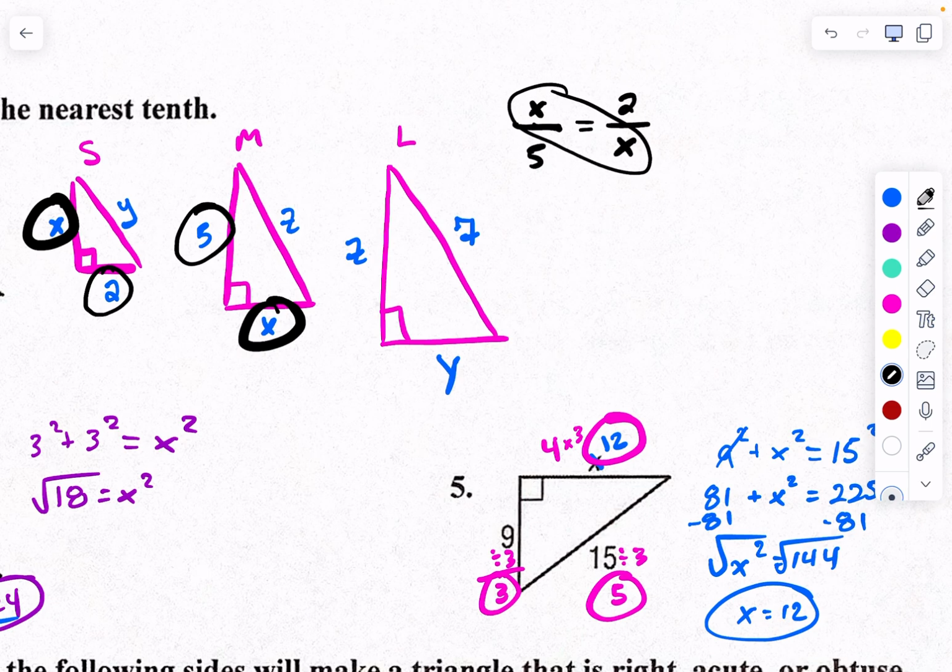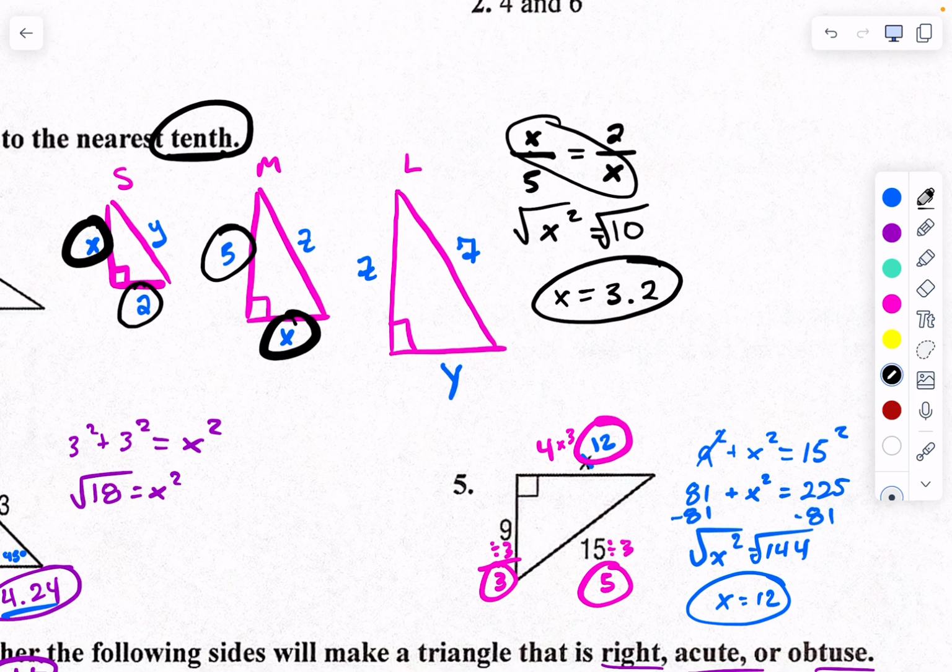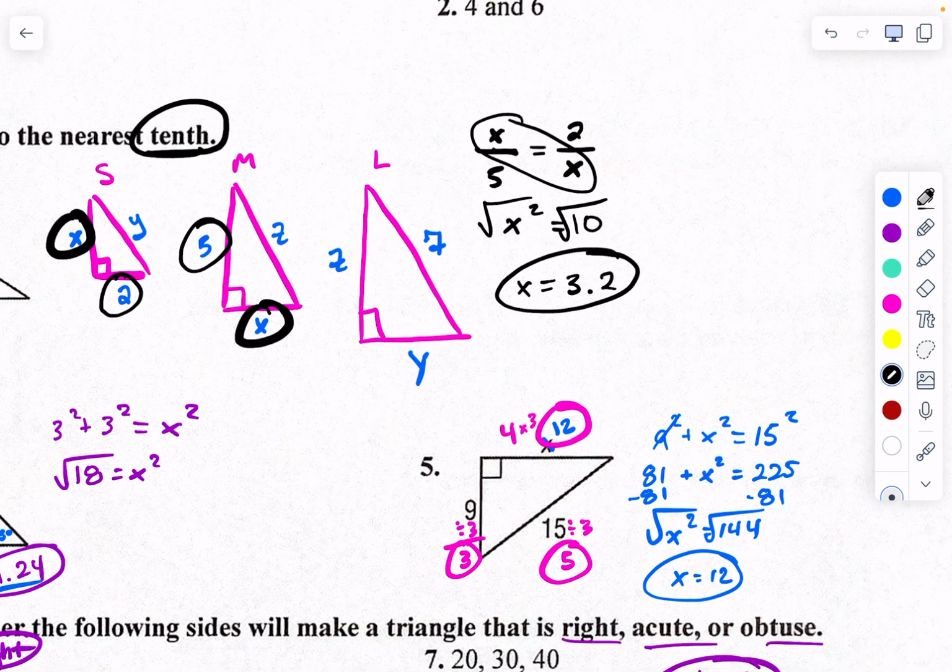X times X makes this X squared. 5 times 2 is 10. And then we take the square root. Square root of 10 is 3.2. They say round to the nearest tenth, which is 1 decimal place, so 3.2. Okay. I'm going to erase my little bubble things here.